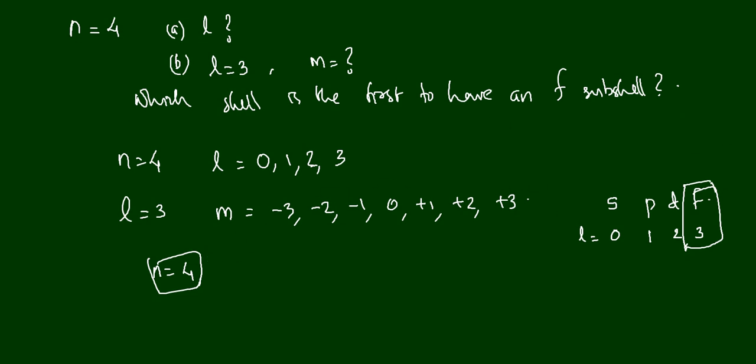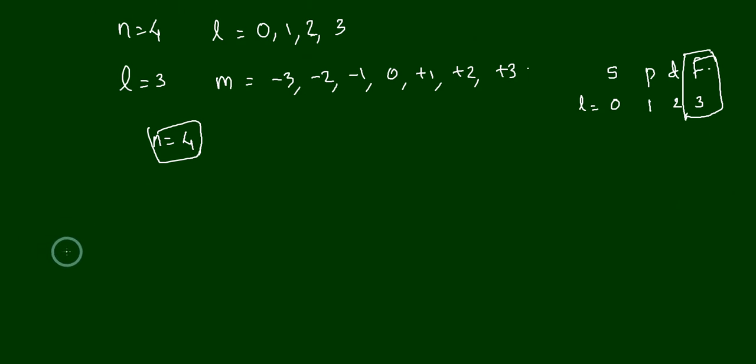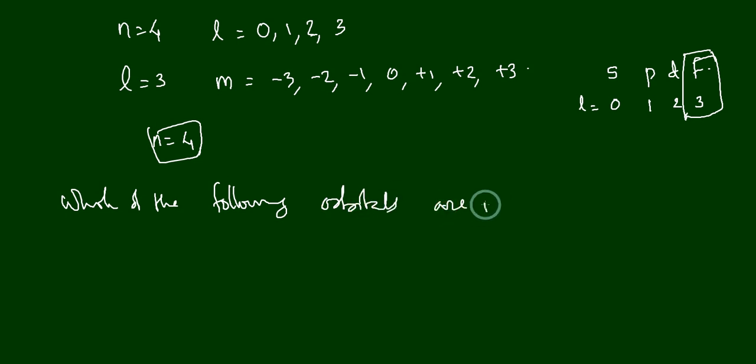And now we are going for another question. Which of the following orbitals are not possible? The options are 1p, 2s, and 3f. Okay, so these are the options. Which of the following orbitals are not possible?